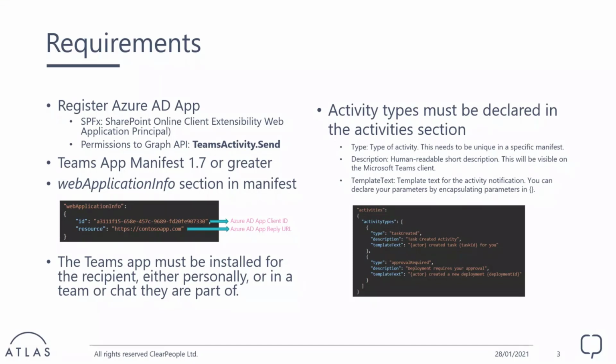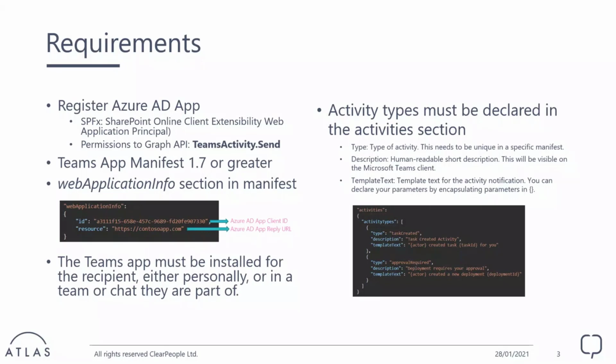And also the Teams application manifest needs 1.7 or greater. And when you are creating your Teams manifest, you need to specify a couple of nodes. One is the web application info. And in this section, you need to specify the ID of the Azure Active Directory application, and also the resource, which is actually the reply URL in the app in Azure Active Directory.